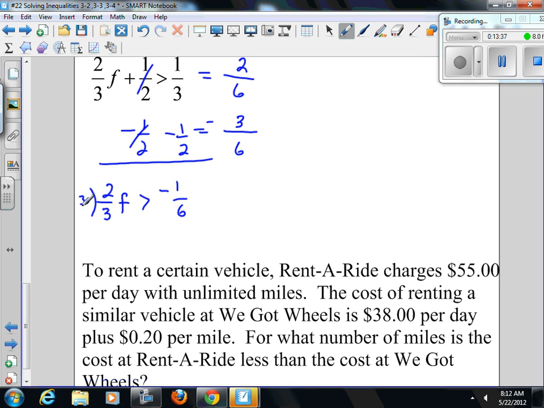Multiply each side by 3/2. The 3's and the 2's cancel over here. I have f is greater than, I'm just going to multiply across. We have negative 3 over 12, which gives us negative 1/4. So f is greater than negative 1/4.